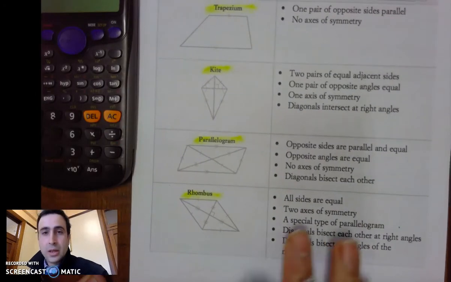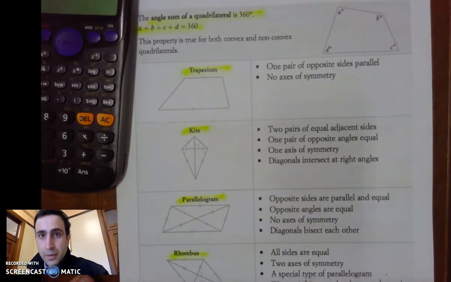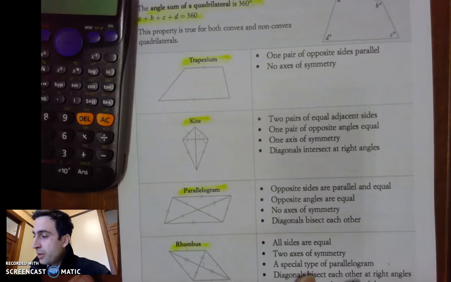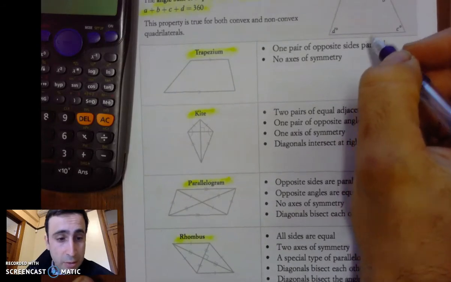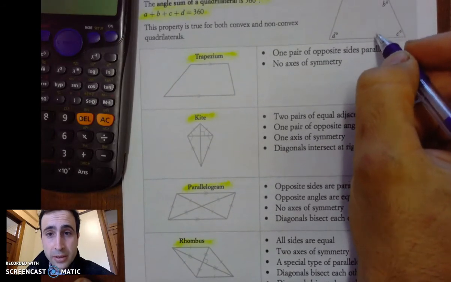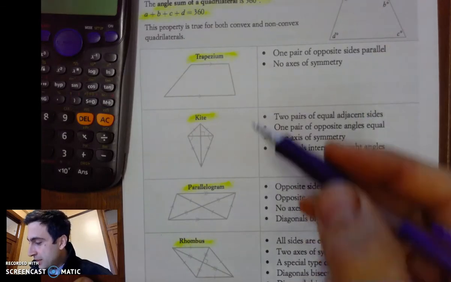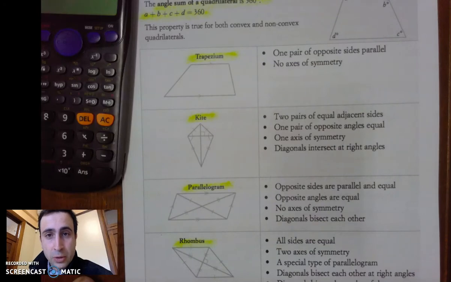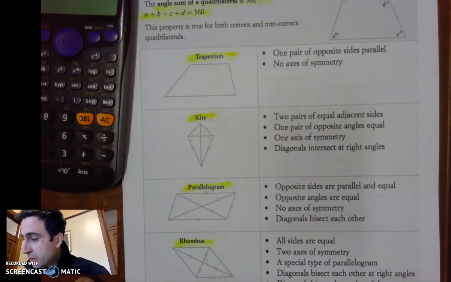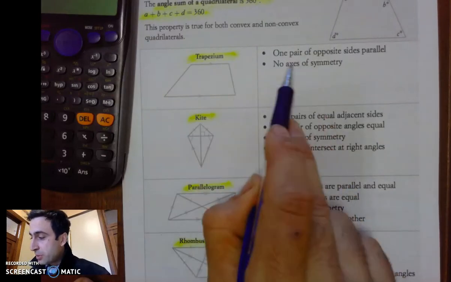Now, these are the bits that might get you, because we know now that the sum of the angles of a quadrilateral add up to 360 degrees. But it's these bits that tend to confuse people when it comes to quadrilateral geometry. Like I said, trapezia are the easiest ones because they have no axis of symmetry. You've only got one pair of opposite sides.